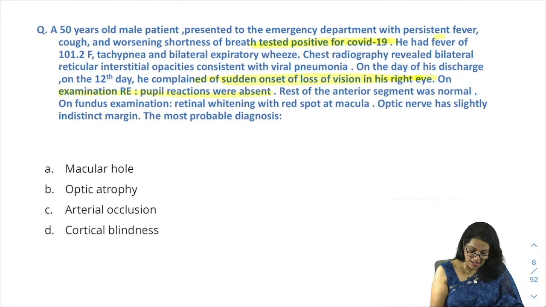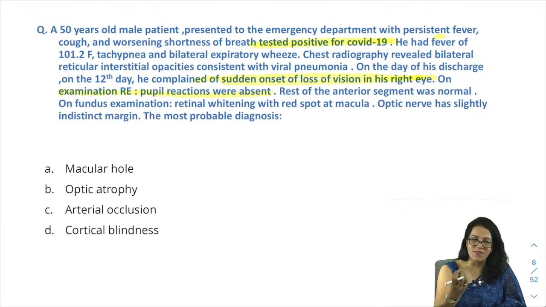See, I have deliberately removed the word cherry red spot, okay, just to give you some idea of how the questions can be made a little more difficult. So this is retinal whitening with a red spot at macula, which is nothing but cherry red spot. Naturally, the answer will be arterial occlusion. I am talking about central retinal artery occlusion.